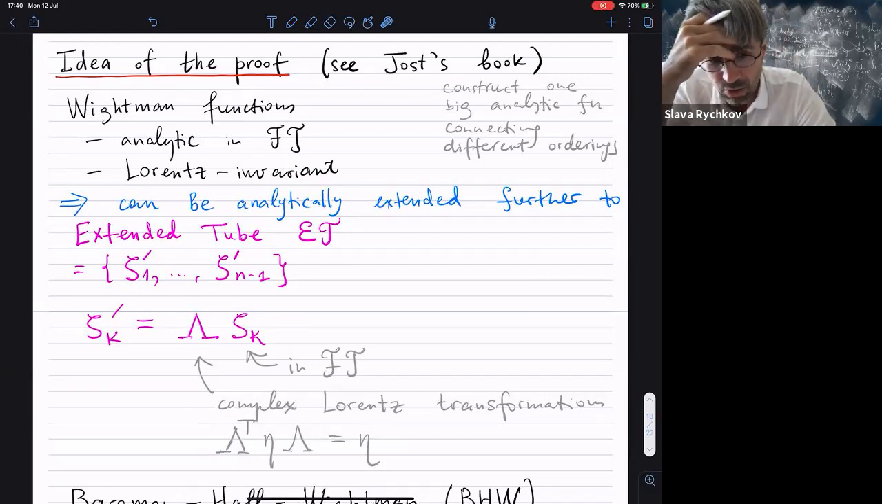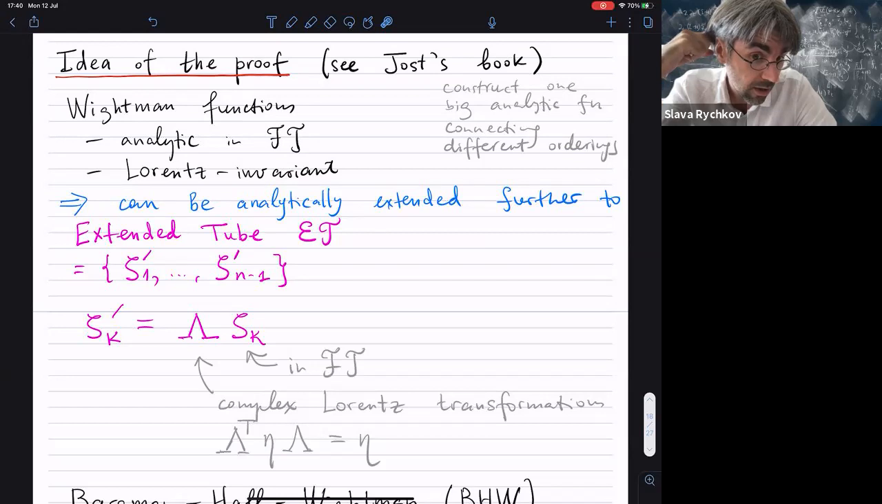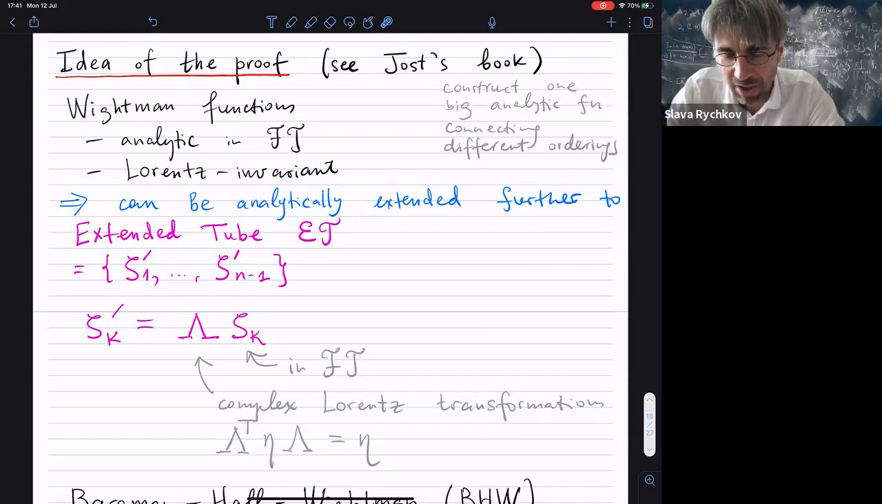So you don't include any complex conjugations here. It's just transposition. So this is the set of complex Lorentz transformations. And then, by the same trick, in fact, this idea of extending Wightman functions from the forward tube to the extended tube is the same idea that you already used when we extended Schwinger functions by adding an extra rotation from some set. So first we defined Schwinger functions for ordered points, and we said, oh, but actually Schwinger functions can be extended even more by these rotations. So this complex Lorentz transformation is the same idea, but in the complex space.